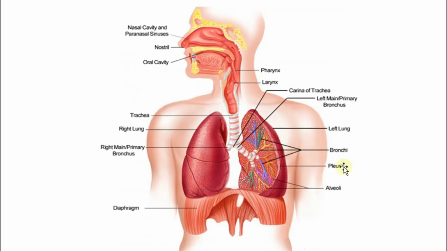In this diagram you can see the respiratory system of a human being, which starts from the nose. In the nose, two nostrils are present, which pass to the pharynx, then to the larynx, to the trachea, to the bronchi, and to the bronchioles. Here you can see a muscular organ called the diaphragm. These processes are involved in the human respiratory system.